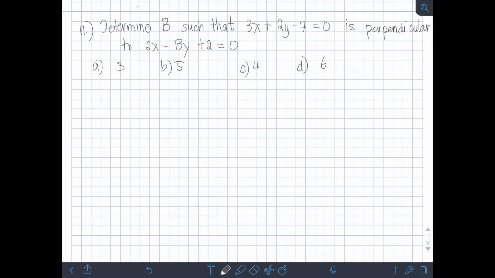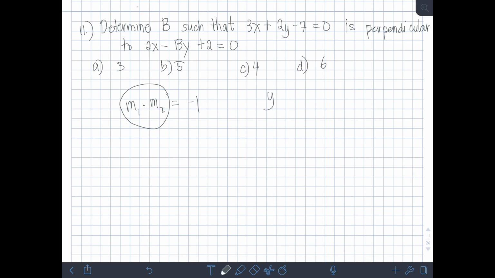Okay? Next, we have: determine b such that 3x plus 2y minus 7 is equal to 0 is perpendicular to 2x minus by plus 2 is equal to 0. For two lines to be perpendicular, the product of their slopes should be negative 1, or the slope of one is the negative reciprocal of the other slope. So, let's solve the slope of the first line and the second line.